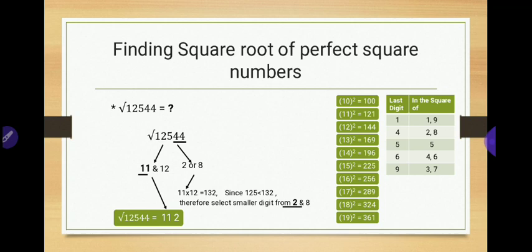So like this, if you have any perfect square number, you can easily find its square root this way. If you know the last digit of which square number it is, if you know this table, you can easily find the square root.